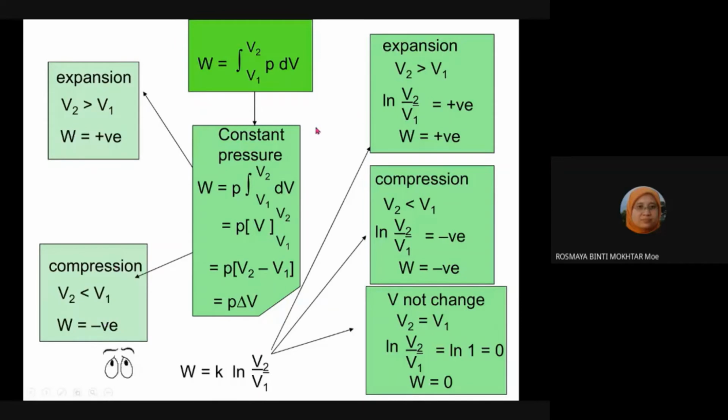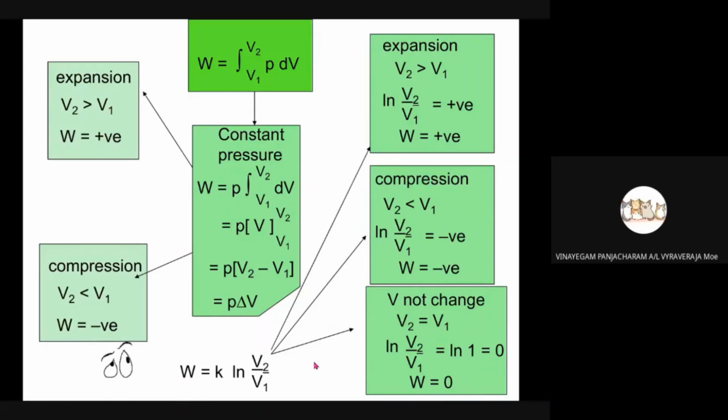So now compare these two situations for Boyle's Law and for constant pressure. Both for expansion will give you positive value for work, and compression will give you negative value for work. So we can make a conclusion here. For both situations, expansion, the work will give you positive value. For compression, work will give you negative value. Okay or not? Any problem?